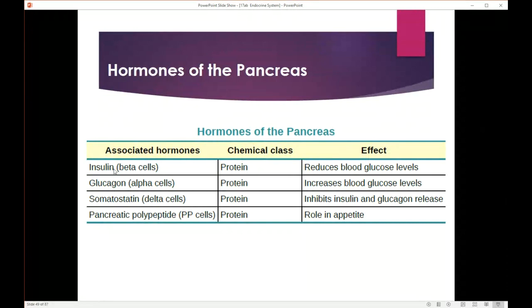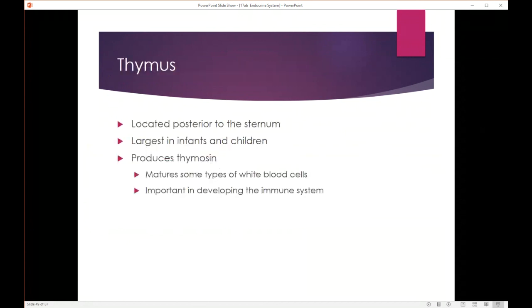And then this is showing you our different hormones of the pancreas. So we talked about insulin and glucagon. We also have somatostatin. That's going to inhibit both insulin and glucagon release. And then PP, which is pancreatic polypeptide, you also sometimes see it as PPP, is a protein and it has to do with our appetite.